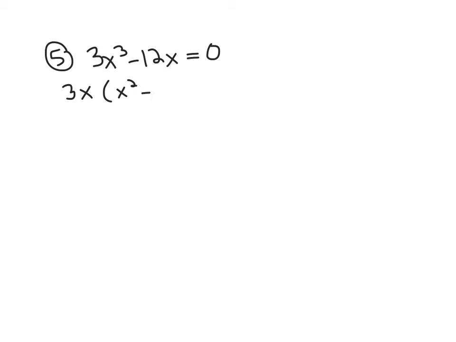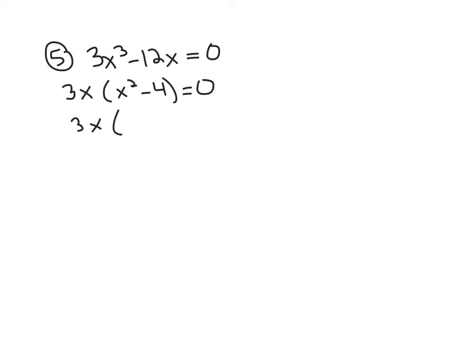All right, so question number 5. Here we go. 3x cubed minus 12x equals 0. For this one, greatest common factor, this time you take out a 3x. And so you would have left x squared minus 4 equals 0.